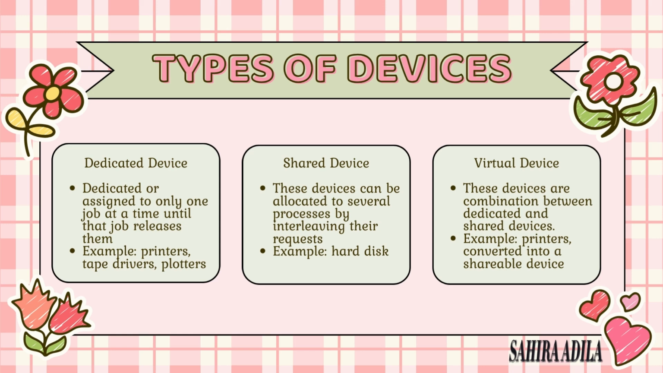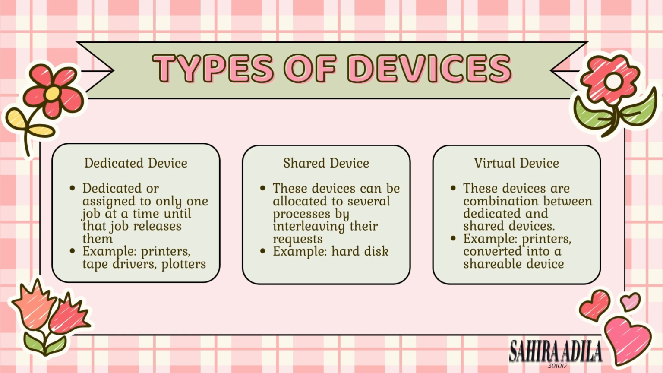Let's begin by exploring the diverse landscape of devices. Devices can be broadly categorized into three main types: dedicated device, shared device, and virtual device. The first one is dedicated device. A dedicated device is assigned to only one job at a time until that job releases it. We can give examples such as printers, tape drives, and plotters.